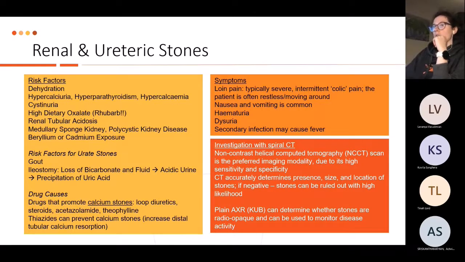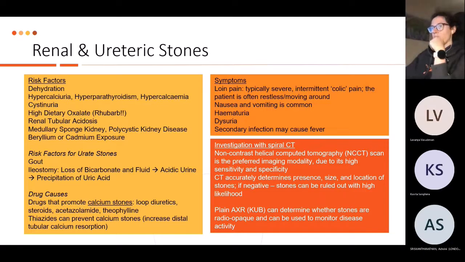Risk factors, so not drinking enough or being dehydrated, having metabolic abnormalities, renal issues or other risk factors for specific stones such as gout and ileostomies for uric stones can contribute. Symptoms, as I said, typically loin to groin pain, it's colicky, and it's usually quite severe. And the investigation of choice is always CTKUB. You might also do an abdominal X-ray to follow up down the line to see if the stones pass.